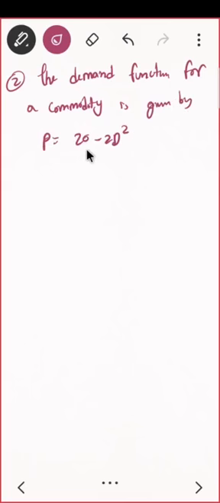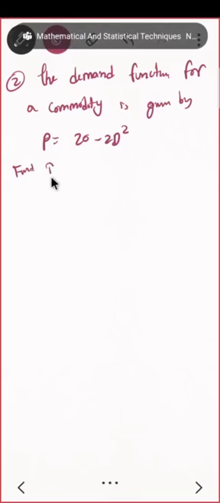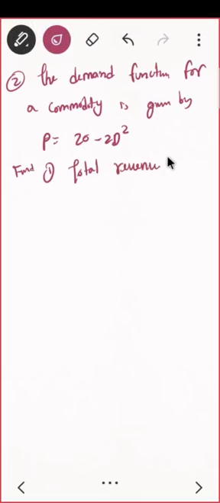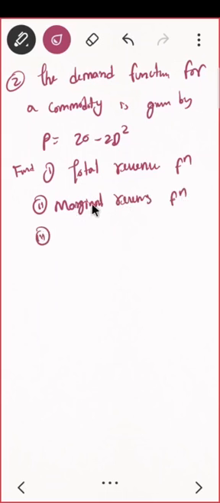This is the formula. Then find, the first thing is the total revenue function. The second is the marginal revenue function. And third, find marginal revenue when D equal to 2. These are the three things you have to find, correct? So what is given to you is P. So can somebody tell me what is the formula for total revenue?